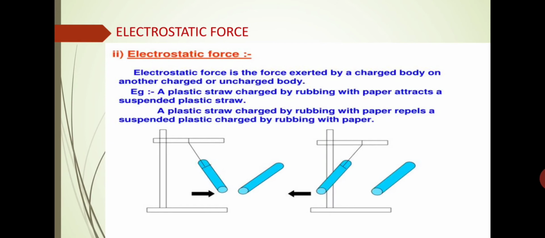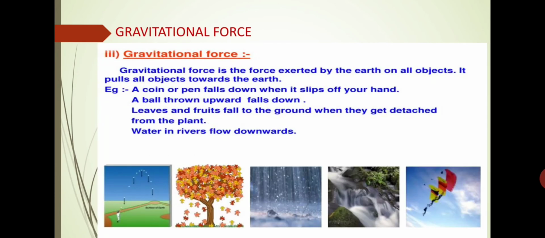In the second case, a plastic straw charged by rubbing with paper repels a suspended plastic straw also charged by rubbing with paper. Same charges are coming in contact with each other. So what do they do? They repel each other. Okay, so that is our electrostatic force.